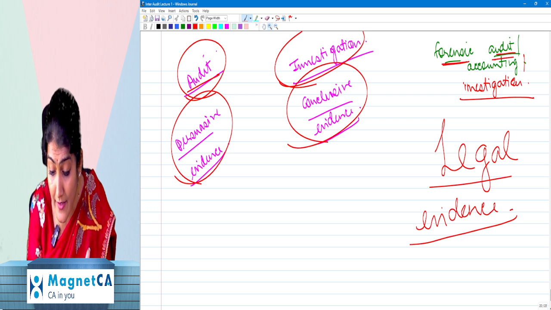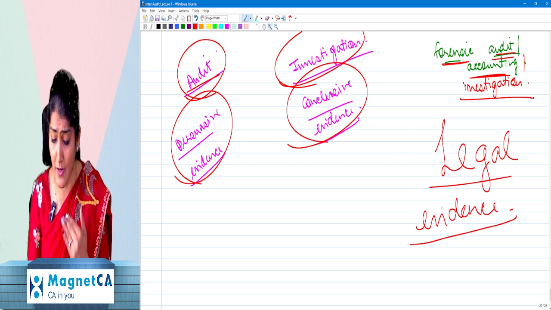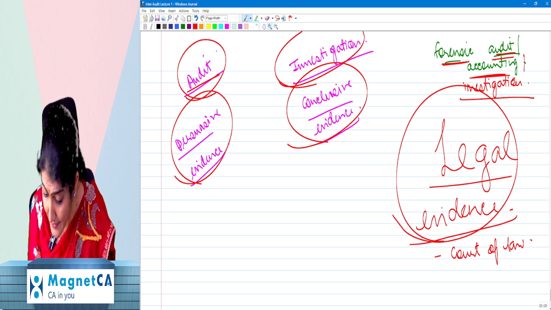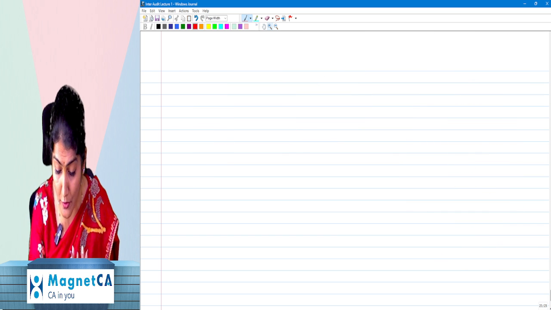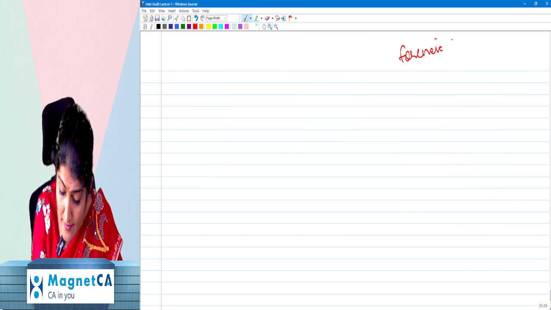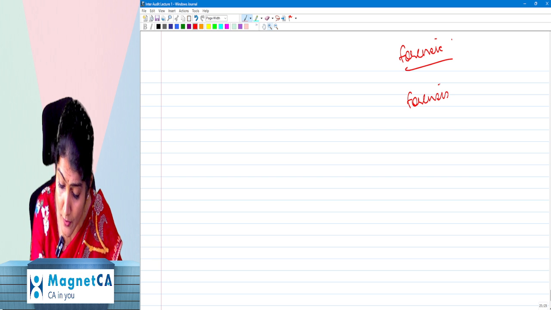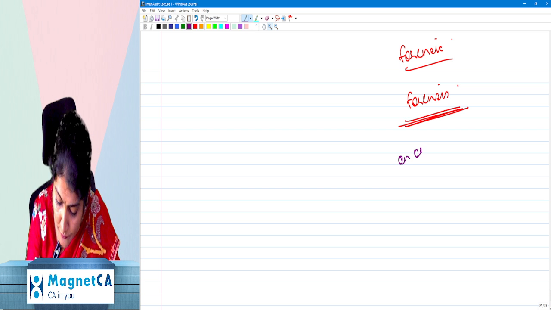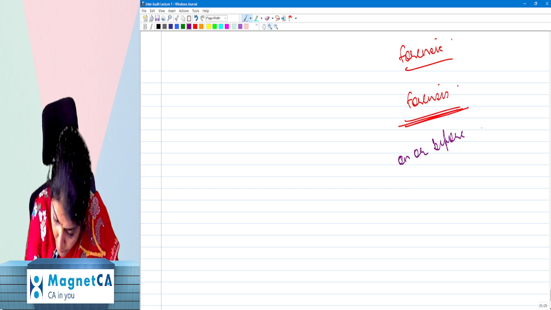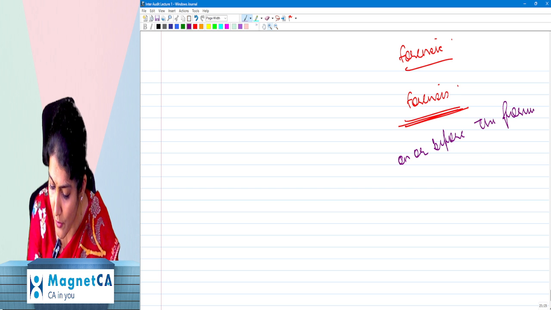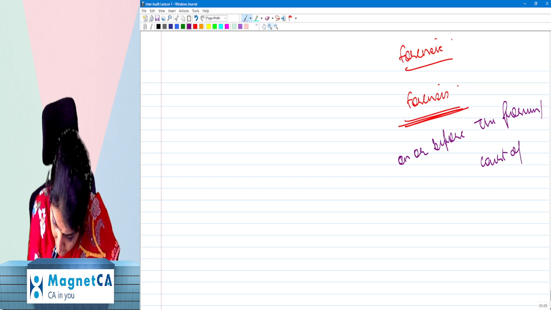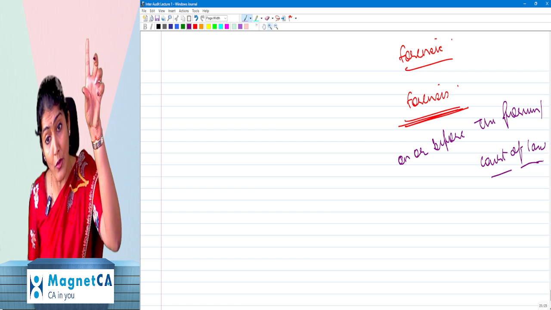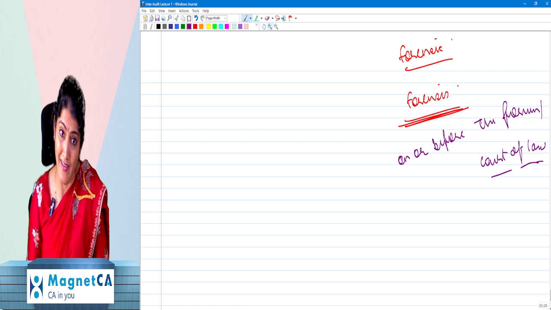But the evidence which you get in a forensic audit, forensic accounting, can be used in the court of law. Just giving you some additional knowledge: the word forensic has been derived from the Latin word forensis, which means suitable for use on or before the forum. Forum could also be called the court of law. So the evidence which you get in forensic auditing can be used as evidence in the court of law. It's legal evidence.